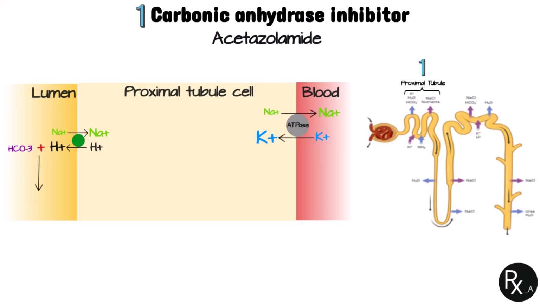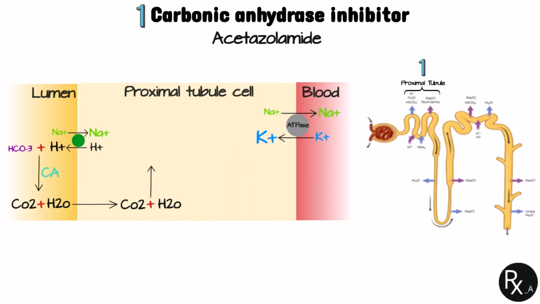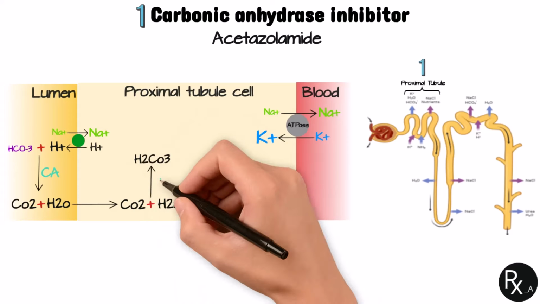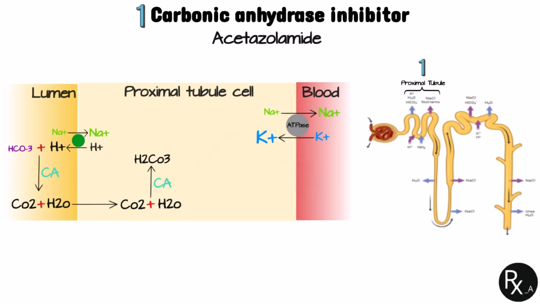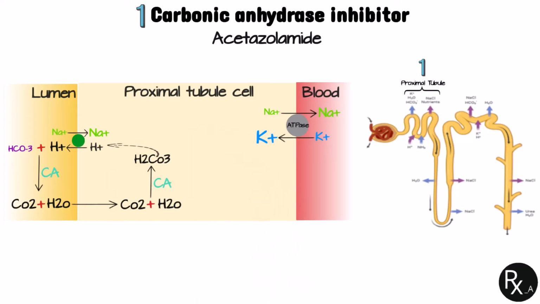Then, an enzyme called carbonic anhydrase rapidly dehydrates carbonic acid to carbon dioxide and water. Carbon dioxide then enters the epithelial cell by simple diffusion and gets rehydrated back to carbonic acid by intracellular carbonic anhydrase. Finally, intracellular carbonic acid dissociates to form hydrogen ions, which can be transported to the lumen by a sodium-hydrogen exchanger, and bicarbonate ions, which are transported out of the cell.